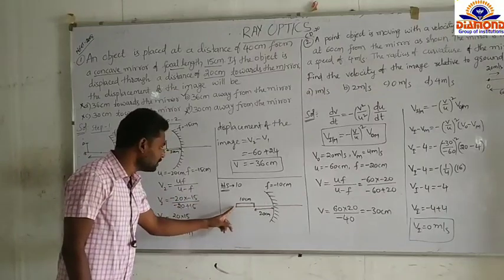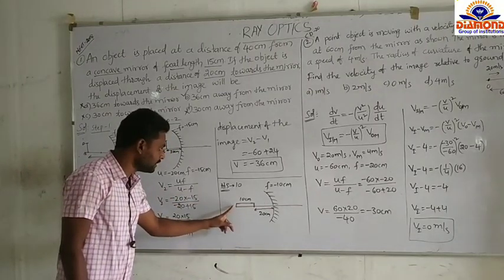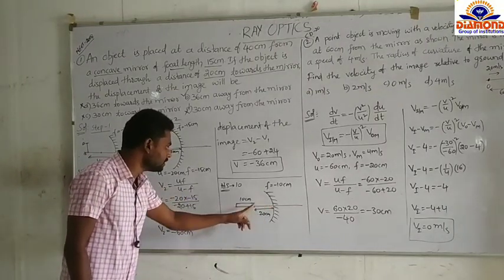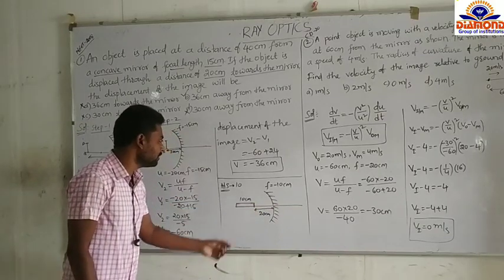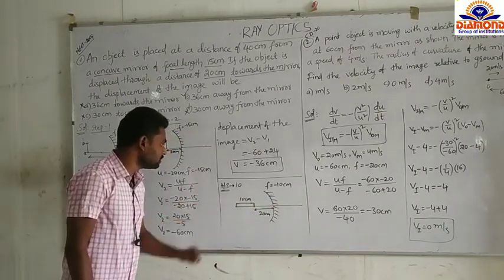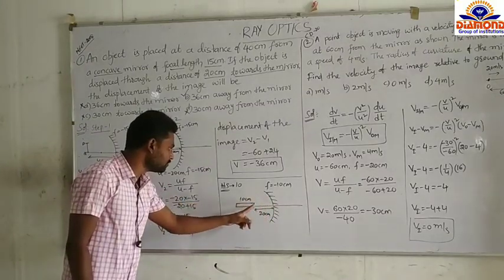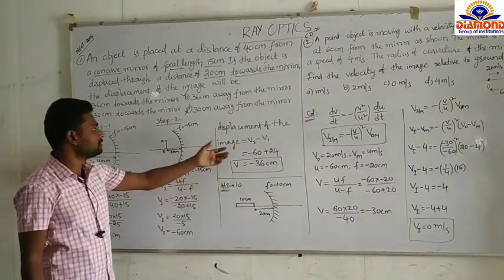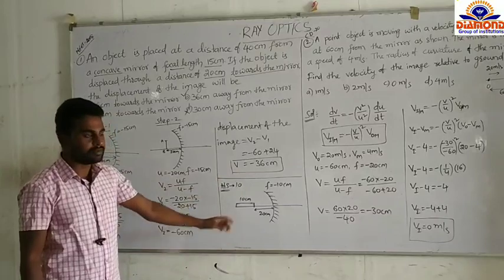So initially the object distance for one end is 30 centimeters, and for the other end it is 20 centimeters. Find the image distance of this end and the image distance of this end, and finally subtract them, and you will get the answer. Same way you have to do it.